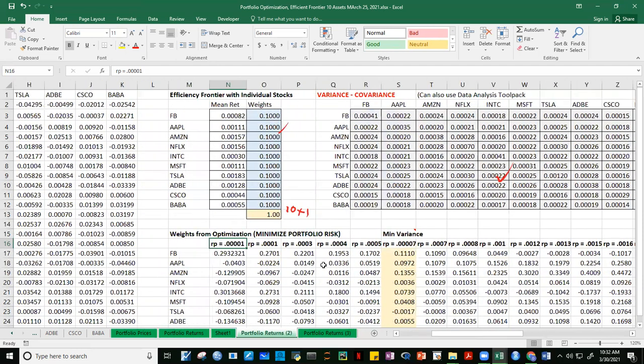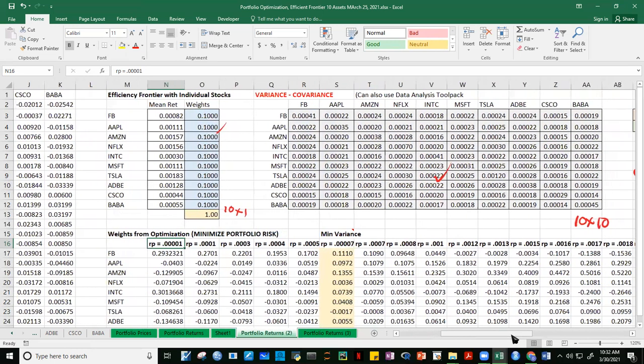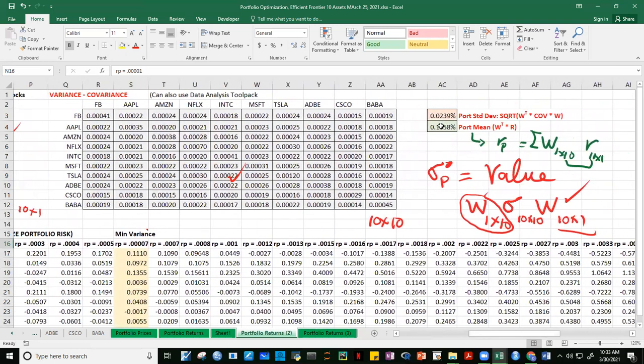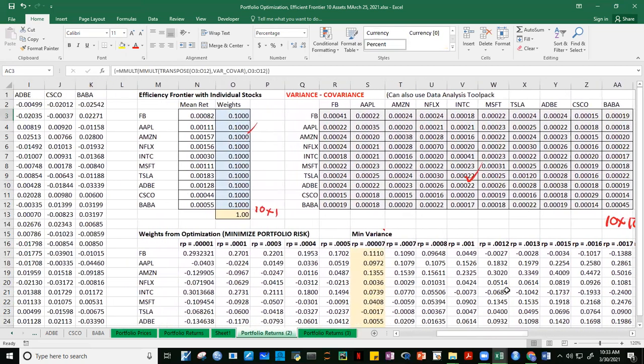Didn't we say we want to minimize the risk? Okay, so let me repeat: given that the return is 0.0001, what weights do we need to minimize our risk? Why do we minimize the risk? Because that's our objective. The objective can be to minimize the risk or to maximize the return. In this problem, we're trying to minimize the risk. Okay, so let's do that.